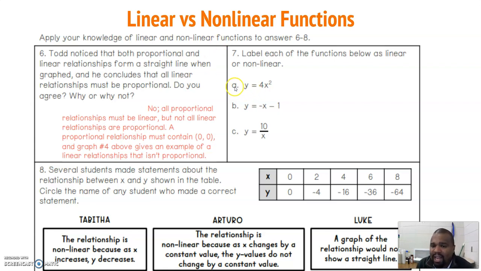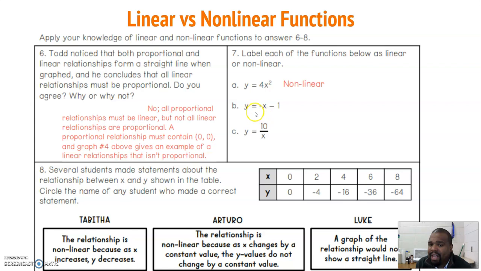So if I look at A, y equals 4x to the second power. See, x to the second power throws that off. That is not going to be the same format as y equals mx plus b, so you're not going to have the same rate of change. Because of that, it's going to be nonlinear.